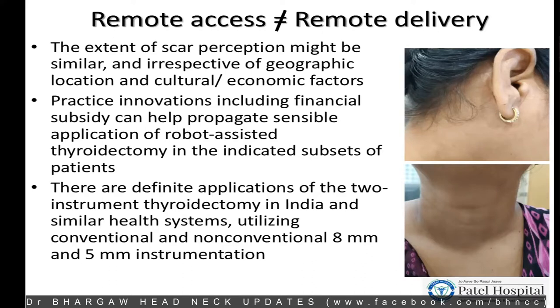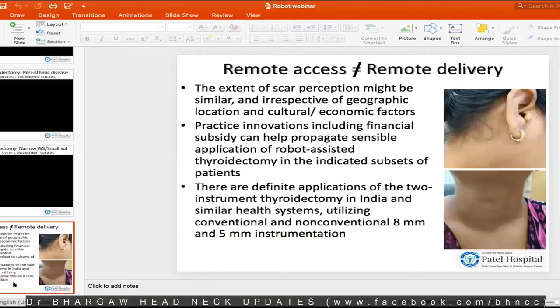Remember that no robot is dedicated only to head and neck surgery anywhere across the world. It is essentially a multi-specialty initiative. So you have to make sure that you do your part, but only in the indicated subset of patients. And there are definite implications of the 2-instrument thyroidectomy, we believe, in which you can use conventional instrumentation like we showed in the first video, as well as non-conventional instrumentation like we showed in the second and the third. So thank you. We'll conclude this part.